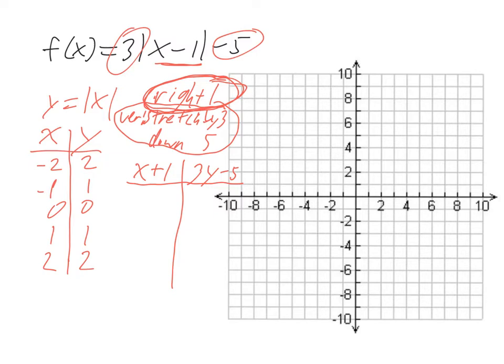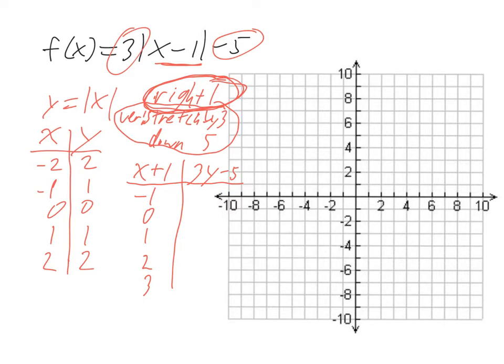And so each x value I'm going to add 1. So negative 2 plus 1 is negative 1. Negative 1 plus 1 is 0. And then 1, and then 2, and then 3. So again, we just added 1 to each x value. And then the y values are going to get multiplied by 3, and then 5 subtracted from it.